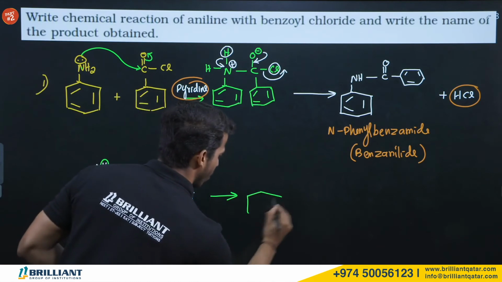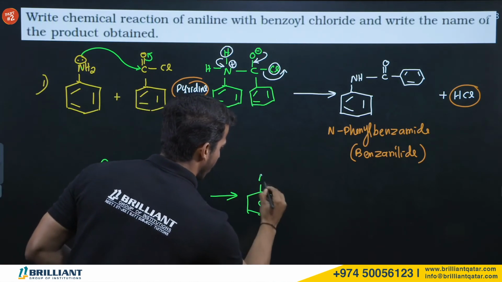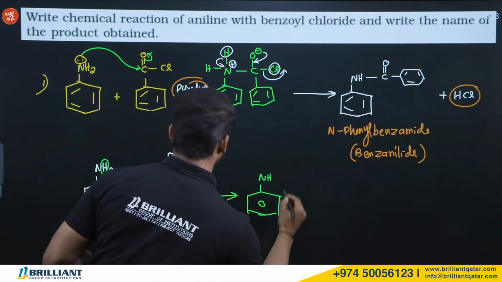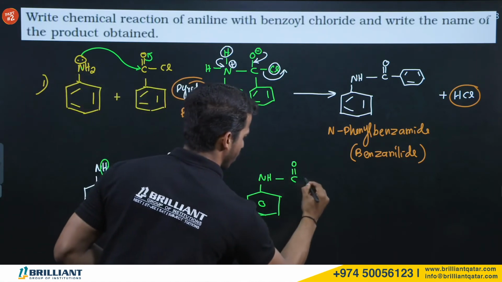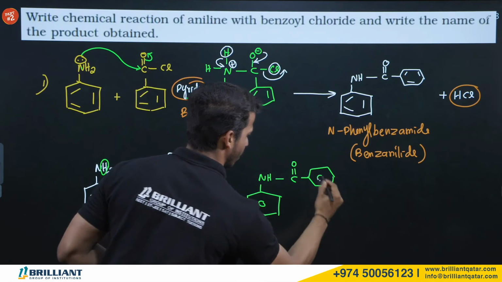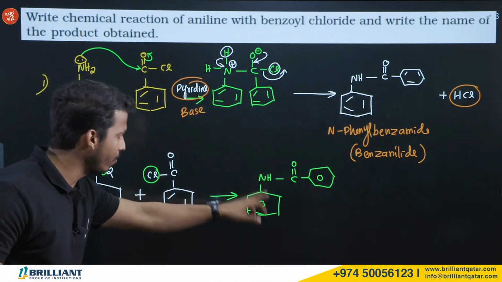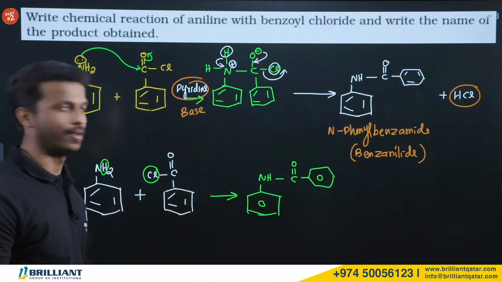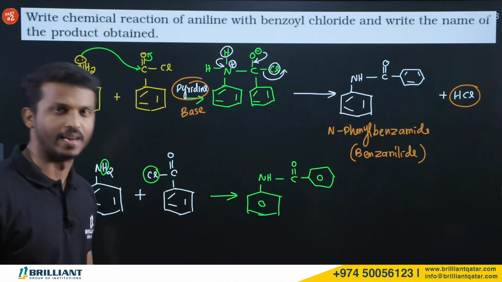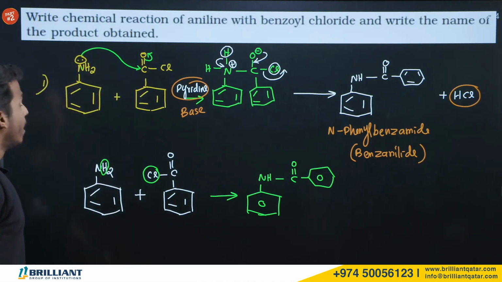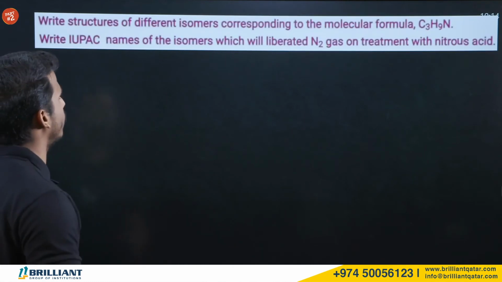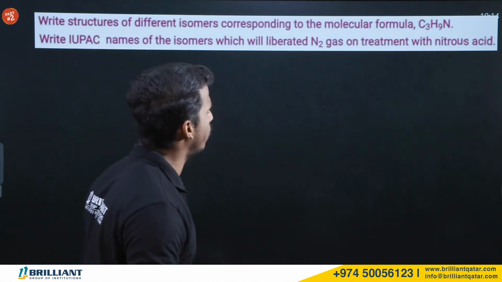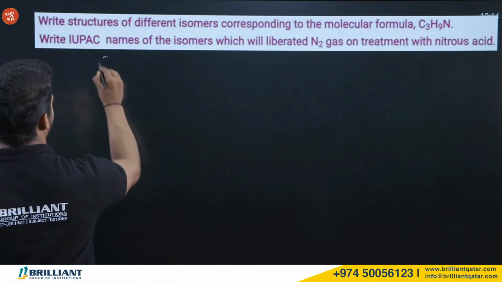What is that? You have benzene with NH, right? Benzene with NH. It is connected here to CO with another benzene ring. That's it. So here N-phenyl benzamide. It's also called benzanilide. Clear, everyone? Next. Write the structures of different isomers corresponding to the molecular formula C3H9N.